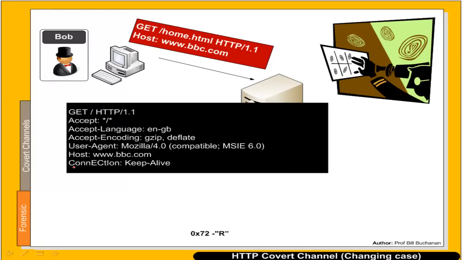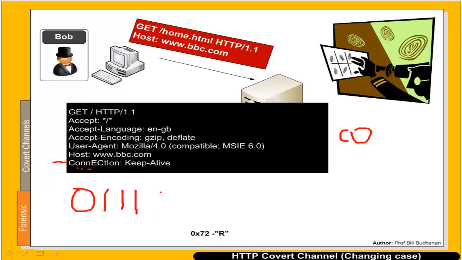Another way is that they could agree to change one of the request strings. So if we look at it, the word connection, if they were to agree that it was all in uppercase, then the C corresponds to a 0, the O corresponds to a 1 because it's changed, N is a 1, and N is a 1 because they have changed their case.